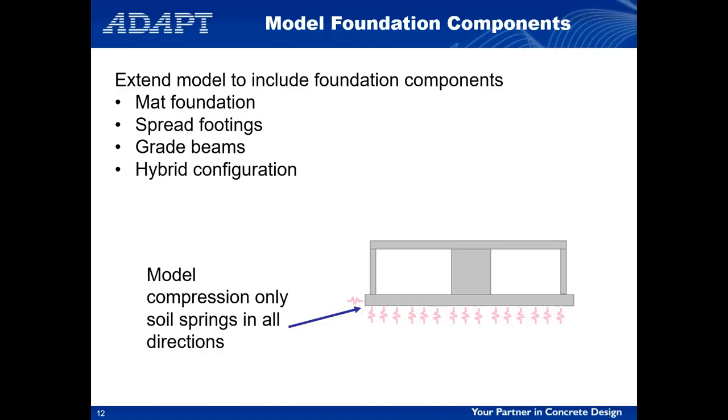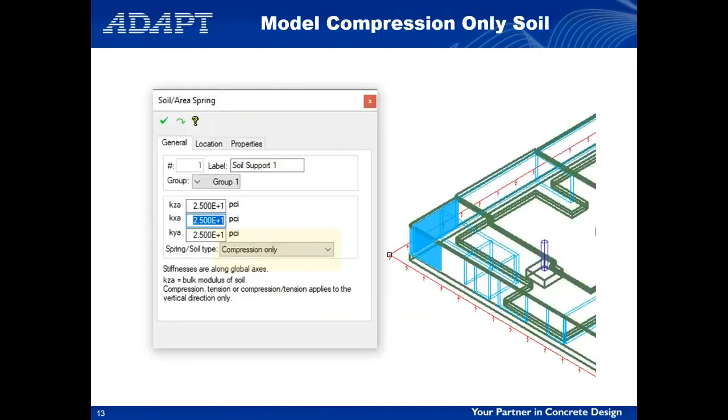One important aspect when you go down this path is to make sure that you're modeling your soil springs as compression only. And because we're going to be including lateral loads, the default in Builder is that it only gives you a soil compression bulk modulus of the spring in the Z. You want to make sure that you're also adding those values in the X and Y direction. So let's take a look at what that looks like.